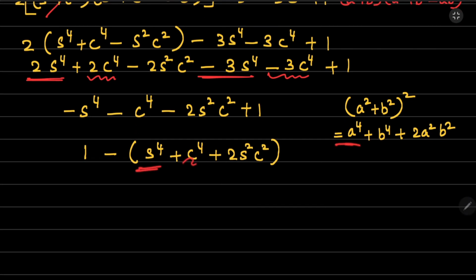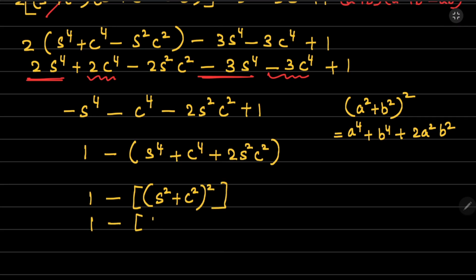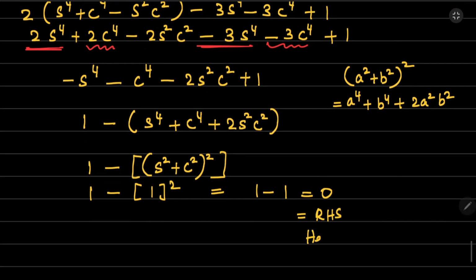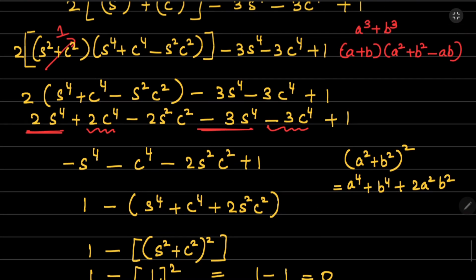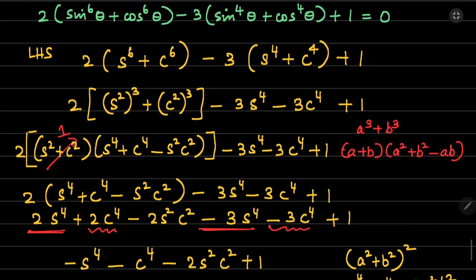Sine to the power 4 plus cos to the power 4 plus 2 sine square cos square. So this is nothing but a square plus b square. So this is nothing but 1 minus, I can write it as, sine square plus cos square the whole square. And what is sine square plus cos square the whole square? It is just 1, so it's 1 square. So 1 minus 1 is equal to 0, which is equal to our RHS, hence proved. Do it and see if you're also getting the same answer. Right?